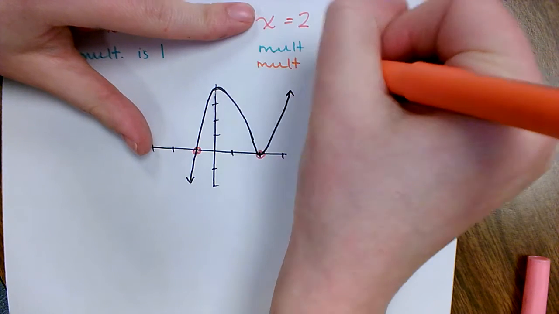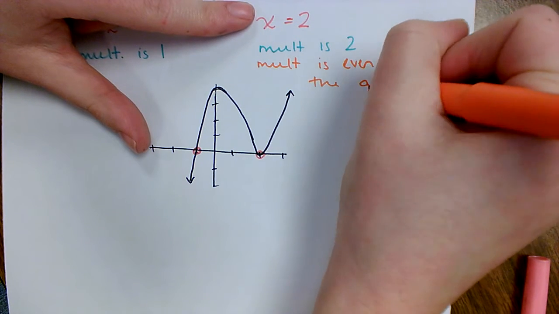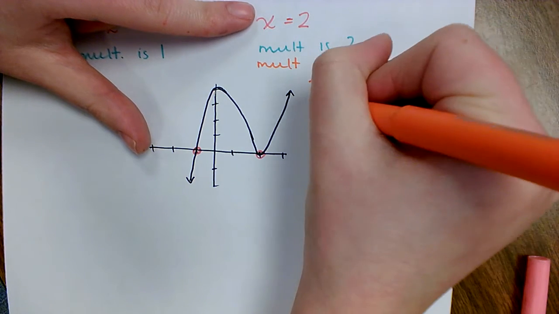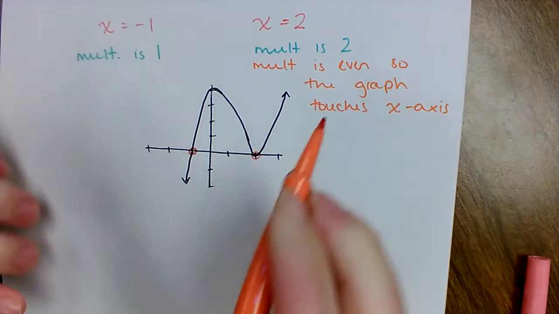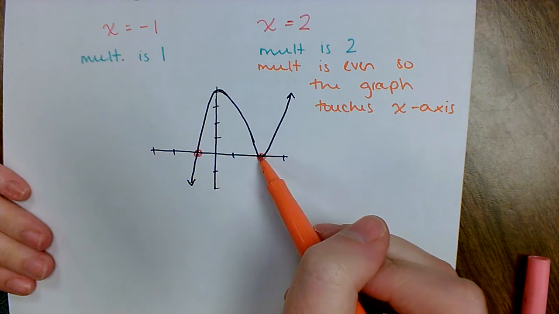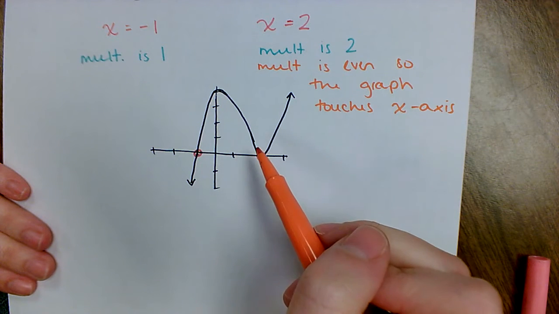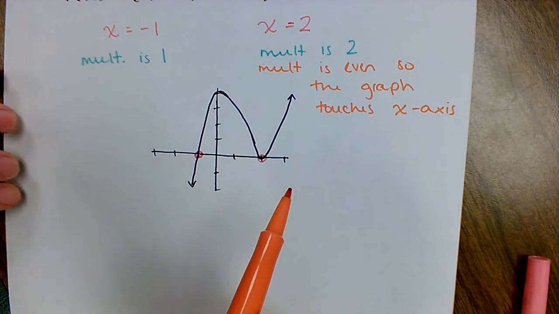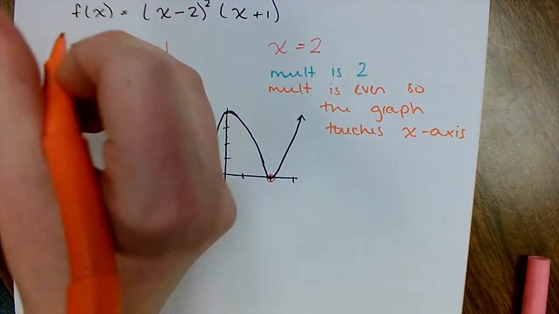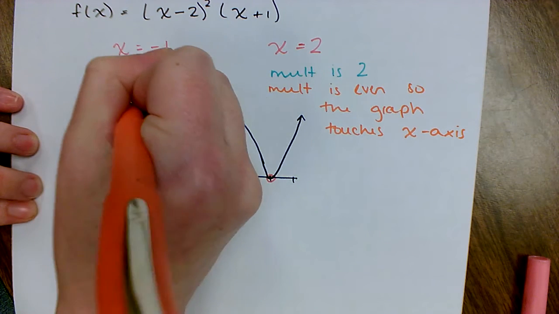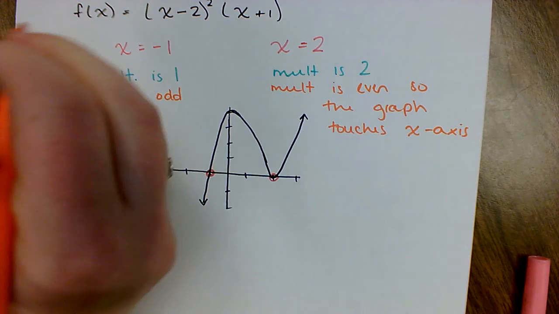This multiplicity is even, so the graph touches the x-axis. And that's what we see right here. The graph touches the x-axis and then turns and comes back the same way. It turns right there. It touches and turns. Whereas over here, x equals -1 has a multiplicity of 1. This multiplicity is odd. And what did we say about odd multiplicities?